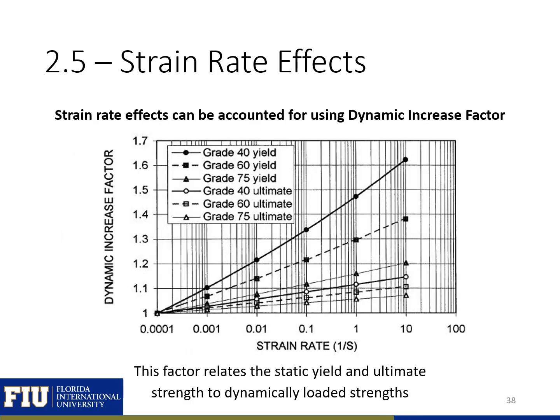We can account for our strain rate effects using the dynamic increase factor. This factor is a factor greater than 1 that relates our static yield or ultimate strength to our dynamic yield or ultimate strength. So if we have a certain strain rate, we can take the dynamic increase factor times our static rate to find what our yield strength would be under the dynamic strain that would be applied.